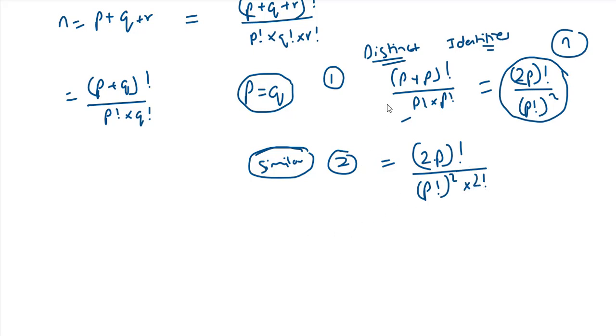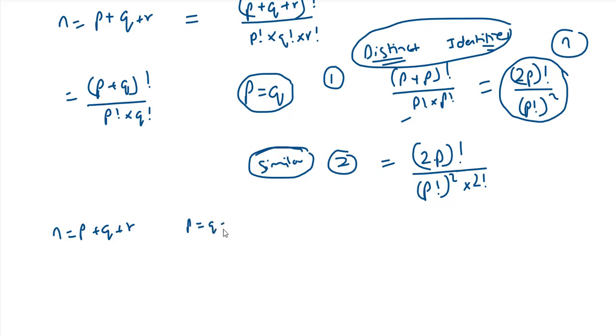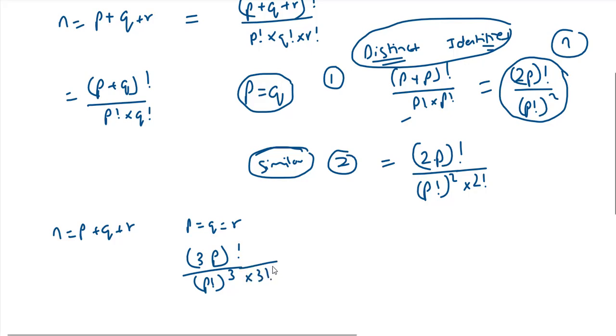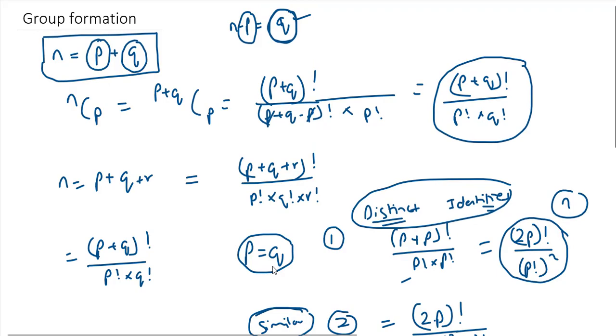Similarly, for three groups, we can arrive at our formula for distinct identities and similar groups. In case of three groups, if n people are to be divided into three groups of sizes P, Q and R, such that the size of each group is equal, P = Q = R, this division can be done in (3P)! divided by (P!)³ ways if the groups have distinct identities. If the groups do not have distinct identities, we have to divide this equation by 3 factorial. So in this way you can form groups of different sizes.